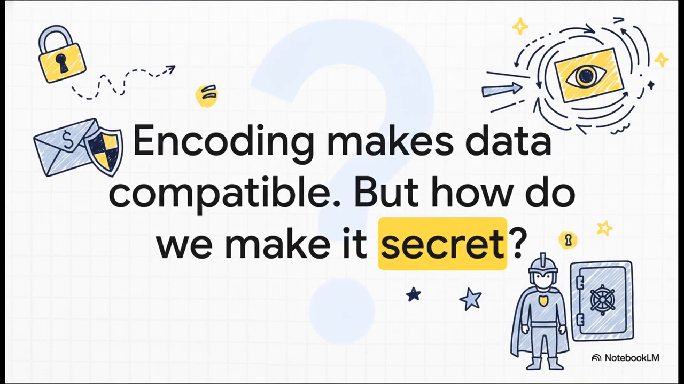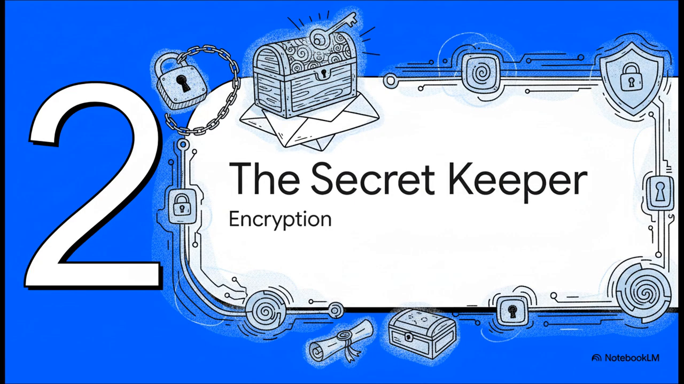All right, so encoding is our translator. It makes sure everyone's on the same page. But what if we don't want everyone to be able to read our data? What if we need to send a private message or protect some really sensitive information? Well, that's where our next guardian comes into play. And this brings us to encryption, the secret keeper.